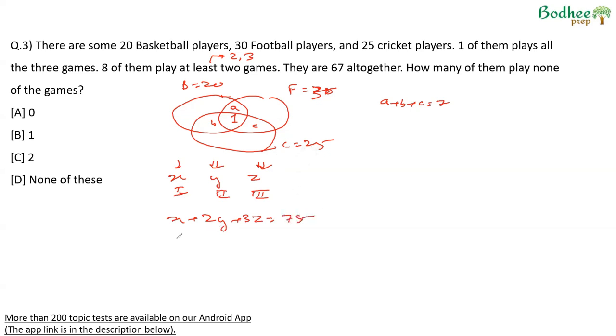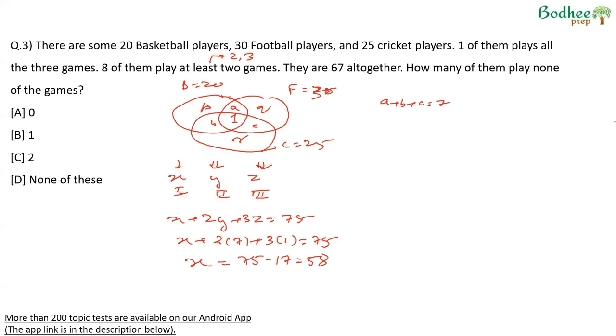We know that Y is 7. So 2 into 7 plus 3 into 1 is 75 minus X. So X will be 2 sevens are 14 plus 3, 17. 75 minus 17, which will be 58. So 58 people, if this is P, Q, R, will add up to 58.